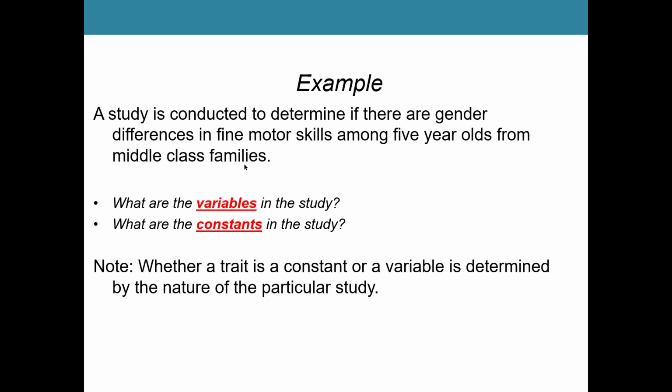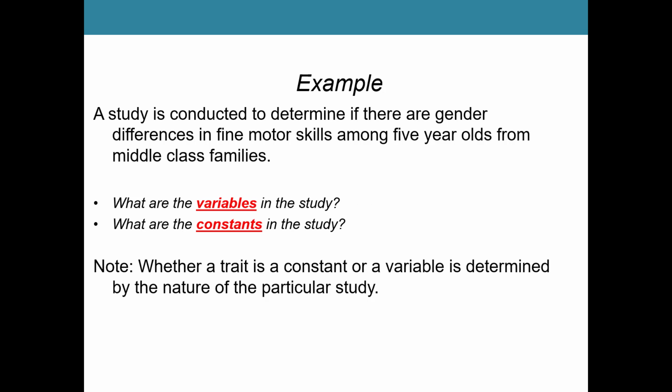So notice that the researcher here said, I only want to look at 5-year-olds and I only want to look at people from middle-class families. Why? Well, should we be comparing 5-year-olds to 25-year-olds? No, of course. The 25-year-old is going to have better fine motor skills. They've got 20 years of experience using fine motor skills. Well, what about middle-class families? Well, maybe that's most of America.